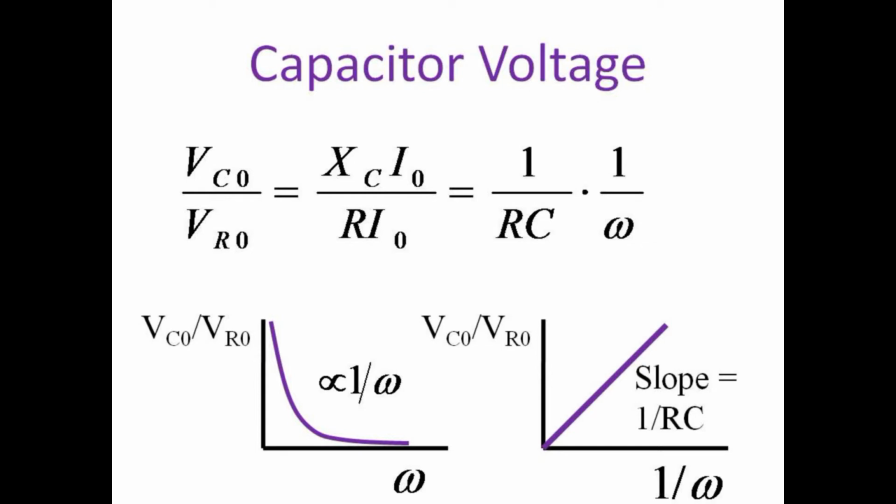We can linearize the result by plotting the ratio of Vc over Vr versus the inverse of frequency. The result should be a straight line with slope 1 over RC. Note that this is the inverse of the time constant for this capacitor-resistor combination.